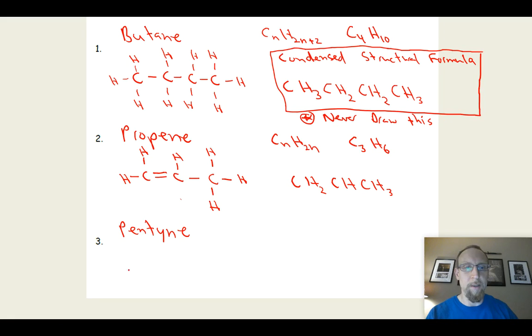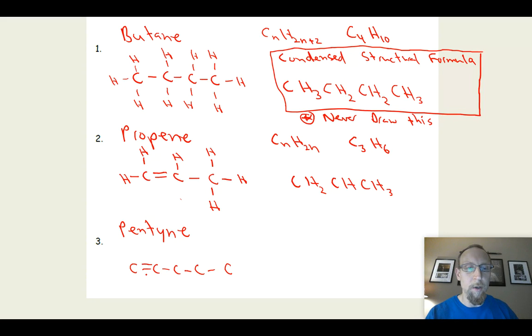And the last one, pentyne. So pent, look on table P, or we know from math or what we've done in the past with naming compounds, pent is 5. So 1, 2, 3, 4, 5. Right? Now the yne tells me it's an alkyne, so it has a triple bond.